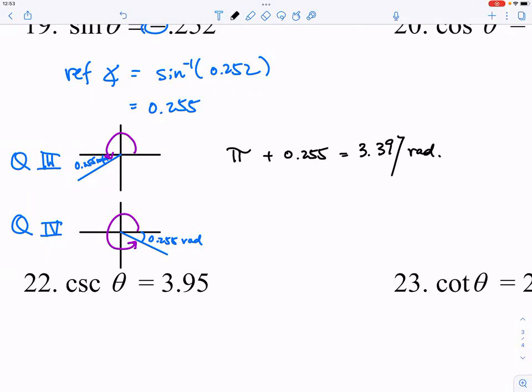Okay, and then for the bottom one, how do we get the actual angle? Well, we'll get 2 pi minus 0.255 radians. So 2 pi minus 0.255 radians, you get 6.028 radians. Again, you have this little piece right here away from 2 pi, so you just subtract. You have a picture, you know what to do.